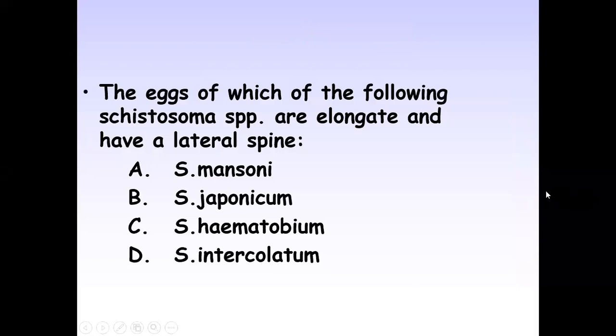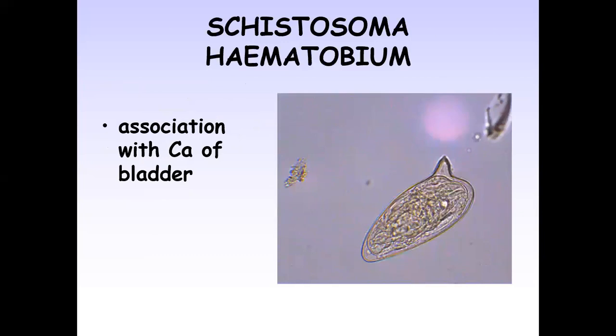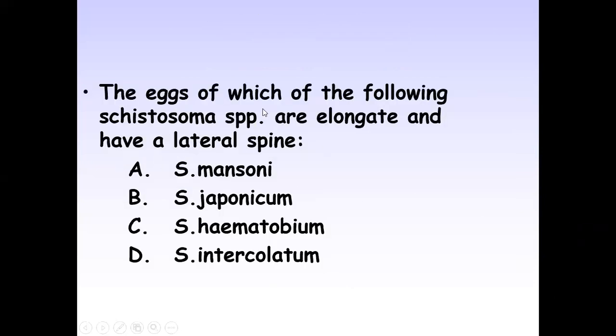The eggs of which of the following Schistosoma species are elongate and have a lateral spine? Who can answer that? Ma'am, A. Are you sure? Let's go back. Which species is this? This is hematobium. So it has a lateral spine. It is associated with carcinoma of the bladder. So what are we asking? Which has a lateral spine? Hematobium, C. So, can you remember this, that Schistosoma hematobium has a lateral spine?